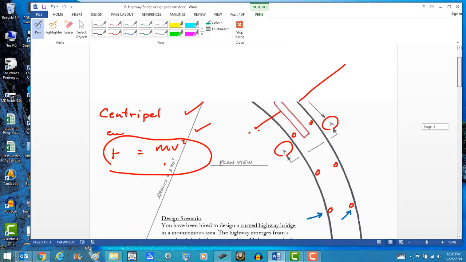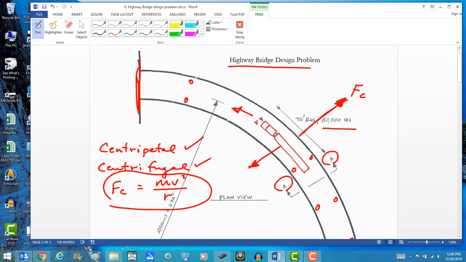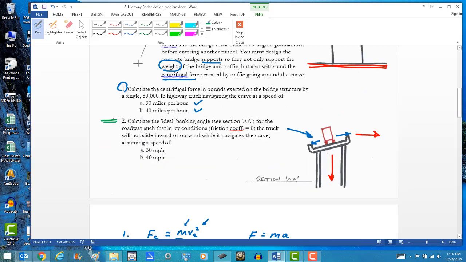So you can see why this is important. If you're designing a bridge structure like this and you have to consider 35,000, 40,000 pounds trying to pull it this way by just one truck going around the bridge, it's a significant amount. So now question two is asking you to calculate the ideal banking angle, a really important thing in roadway design and bridge design.